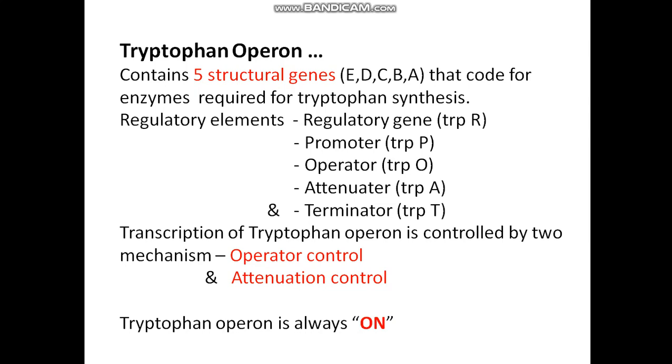The tryptophan operon contains 5 structural genes, that is E, D, C, B, and A, that code for enzymes required for tryptophan synthesis. Regulatory elements in the tryptophan operon are the regulatory gene, promoter, operator, attenuator, and terminator. The transcription of the tryptophan operon is controlled by two mechanisms, that is operator control and attenuation control. And this tryptophan operon is always in on mode.